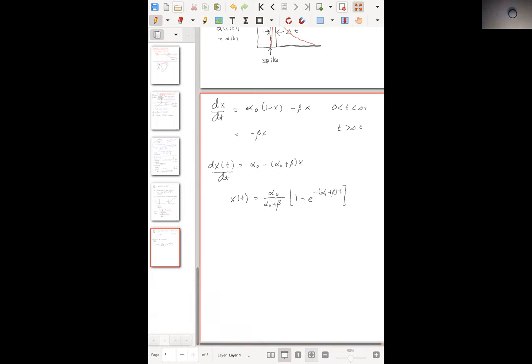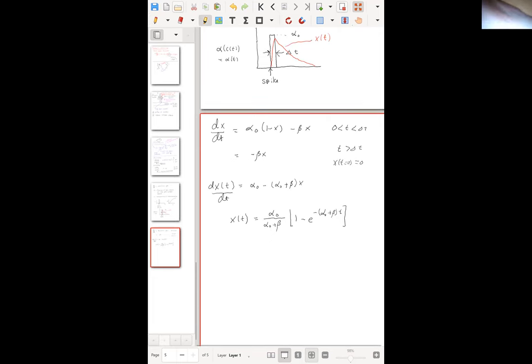I'm going to finish this off. One more thing: x at t equals 0 equals 0, so it's got the right initial condition, you can easily verify this is right. It's got the right decay constant, which comes from here. And asymptotically, as t goes to infinity, it's going to equal alpha naught over alpha naught plus beta, which is the equilibrium solution.